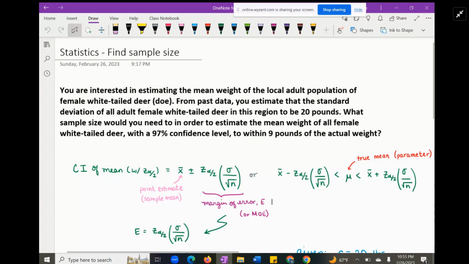We're going to cover a statistics problem as requested on Wyzant, and it's really focusing on finding the sample size. So we're going to read this and get into what is involved, what do we need to bring in, and how to set things up.